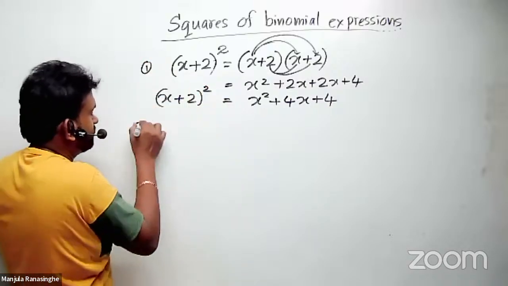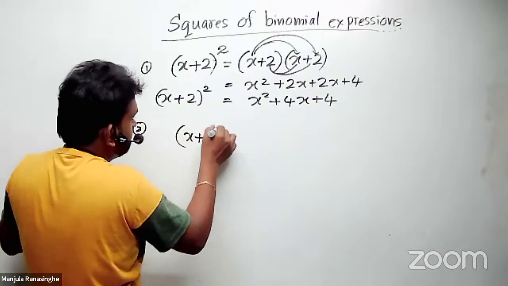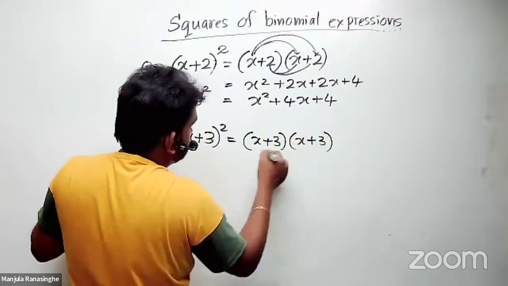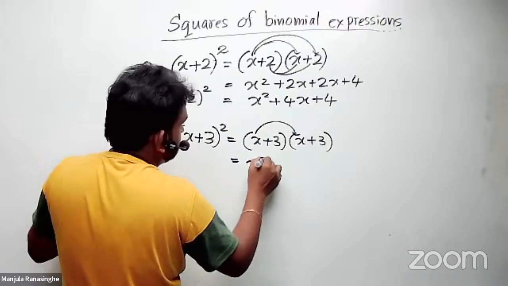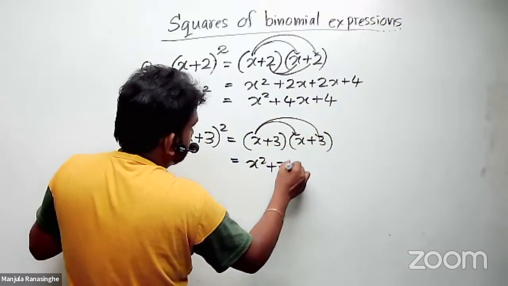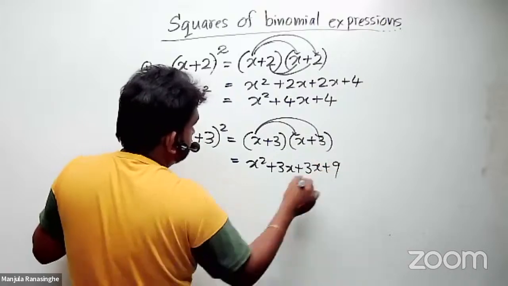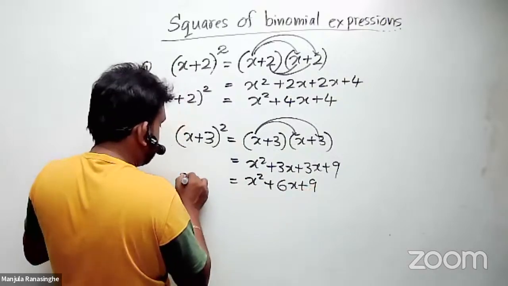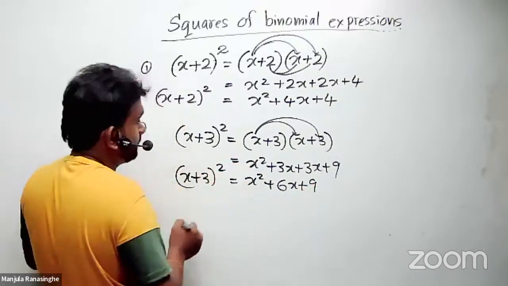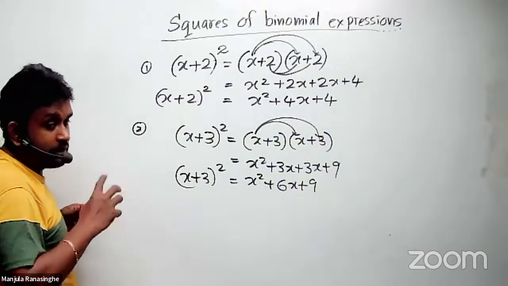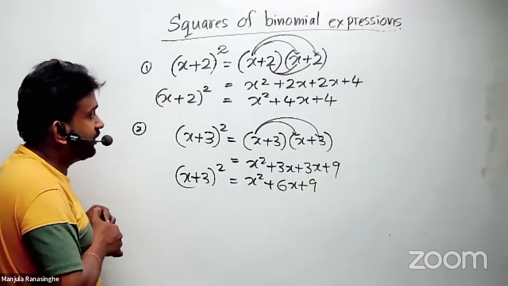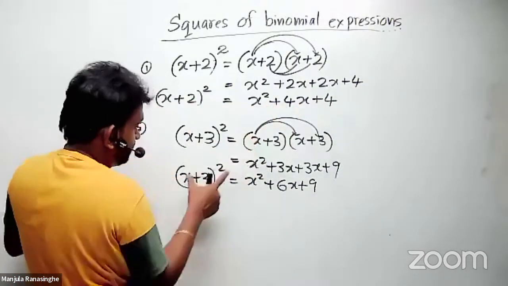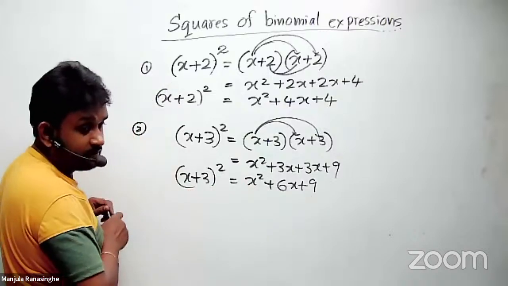Then I take x plus 3 squared. See the answer: x plus 3 into x plus 3. Then I can simplify: x into x is x squared, x into 3 is 3x, plus 3 into x is 3x, plus 3 into 3 is 9. And I can write x squared plus 6x plus 9. So that is x plus 3 squared. Okay, so now by looking at that, we have observed a certain method of getting the square directly.